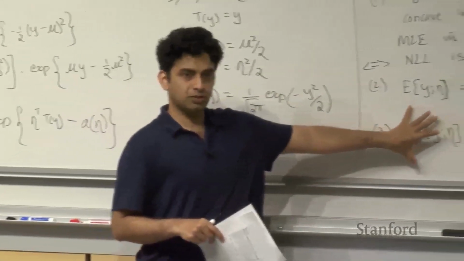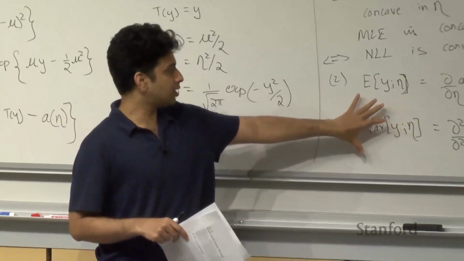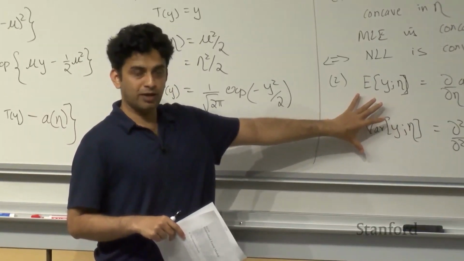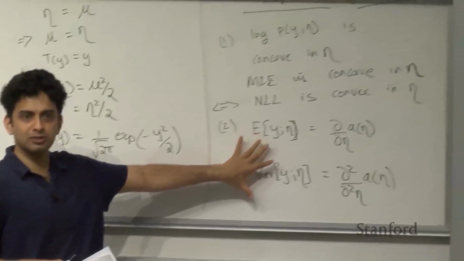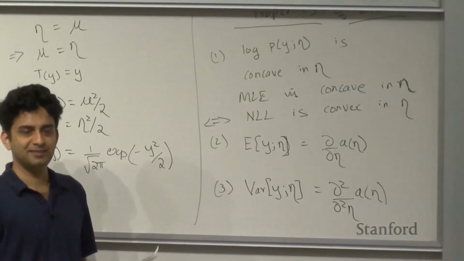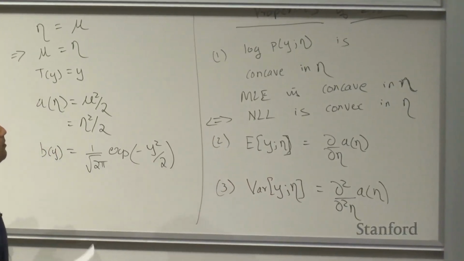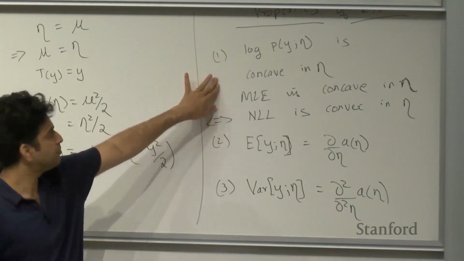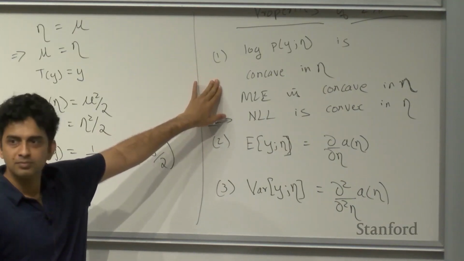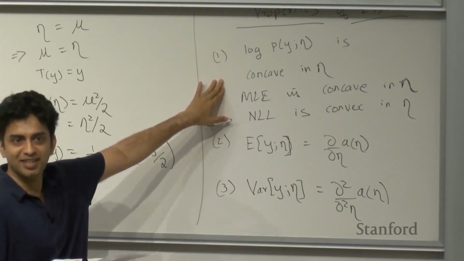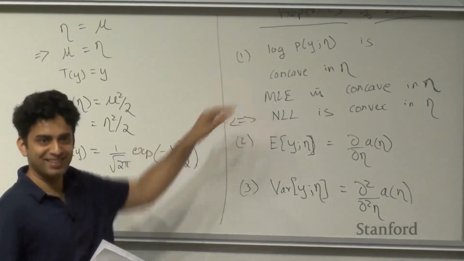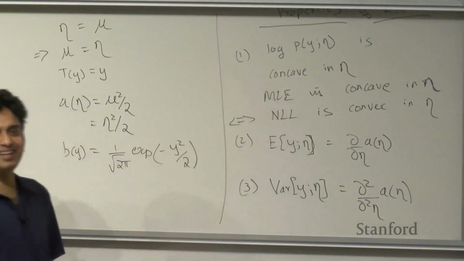Is this obvious, or is there a proof? It is. There is a proof, and your homework question number 4, homework 1, you're asked to prove this. Why is it concave? It's in your homework. You need to show it. Yeah, all these are in your homework.